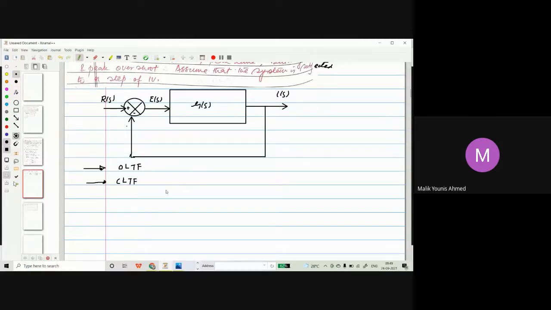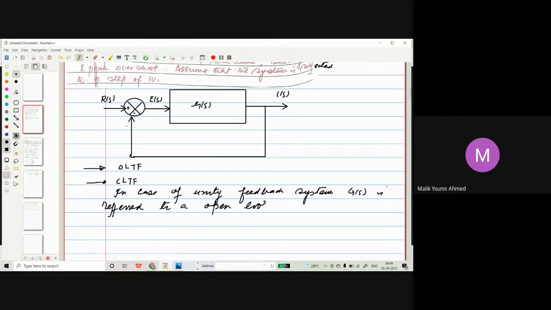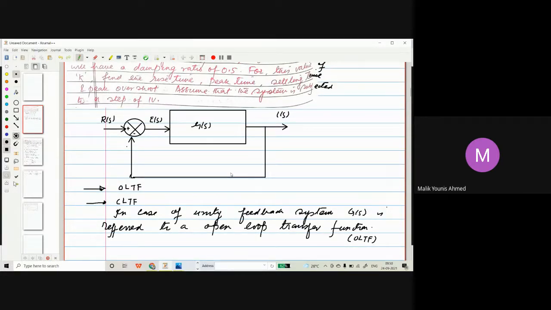In case of unity feedback system, G(s) alone is referred to as open loop transfer function, which we will be writing like OLTF.